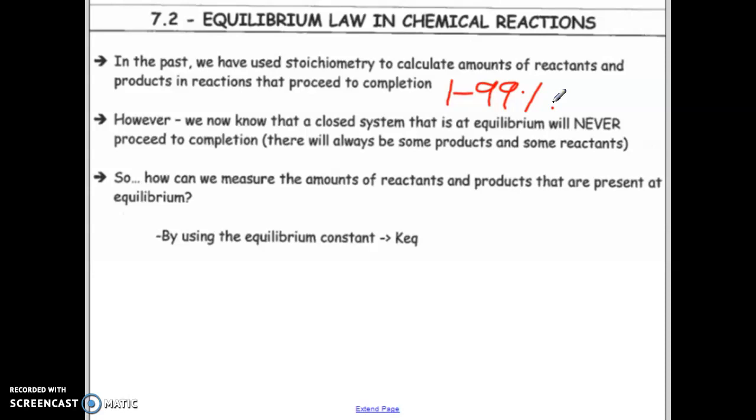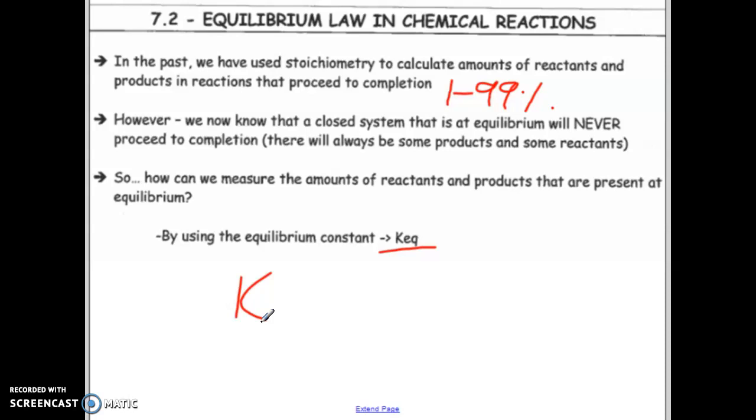So once we have an established equilibrium between that 1 and 99%, there's a way that we're actually able to measure the quantities at equilibrium using what's called an equilibrium constant. Okay, so you're going to see a lot of different K's in this unit. So, KEQ, KA, KB, KW, KSP. There's going to be a bunch of K's, okay?